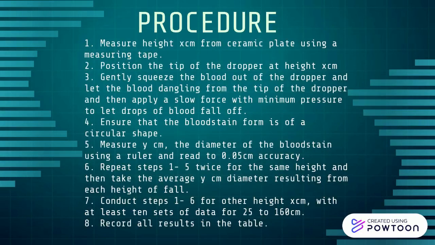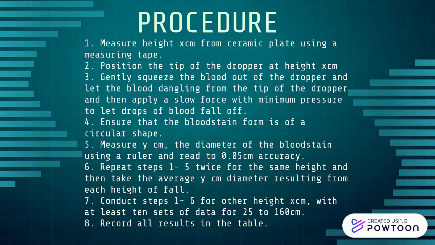We measured height of X centimeter from the surface of the ceramic plate and then positioned the tip of the dropper at that height. Then we gently squeezed the blood out of the dropper, applying a slow force with minimum pressure to let the blood drop fall off. Then we measured Y centimeter, which is the diameter of the blood stain, ensuring that it was formed in a circular shape. Steps 1 to 5 were repeated twice for the same height, and then the average diameter was taken.